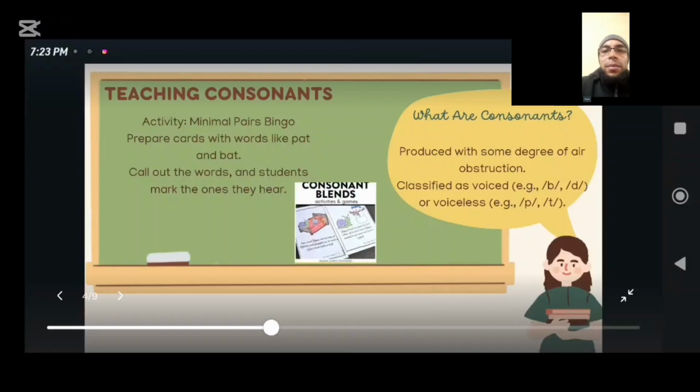Another activity could be a reading and writing activity, a sound hunt. The teacher provides a short text. Students underline all the words starting with a specific consonant sound, for example, with the letter T. And then they create a short paragraph using these words.